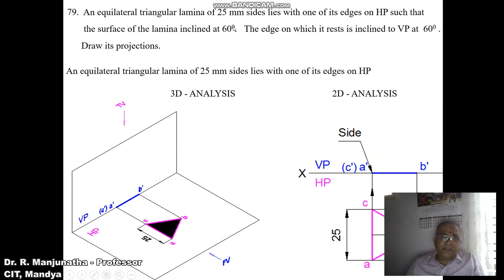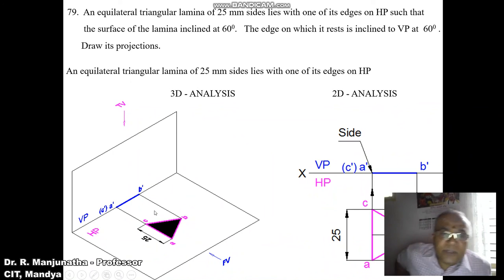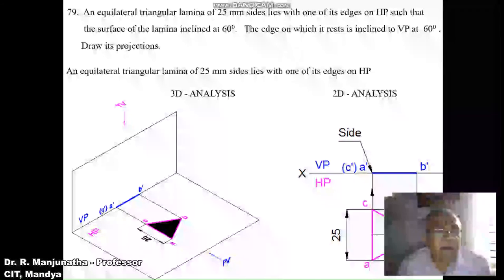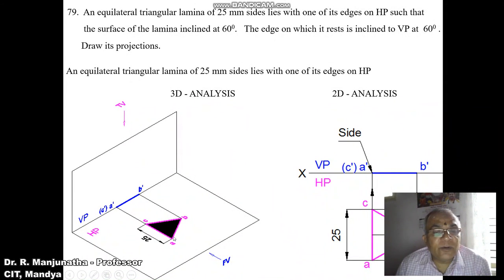And if it has to start from HP, the surface inclination with respect to HP should be 0 degrees. That means it should be parallel to HP. So in this case, you can see the surface is parallel to HP. As we look from the front view, A dash B dash C dash is parallel to the XY line, or parallel to HP. So obviously we get the true shape here, which is ABC.